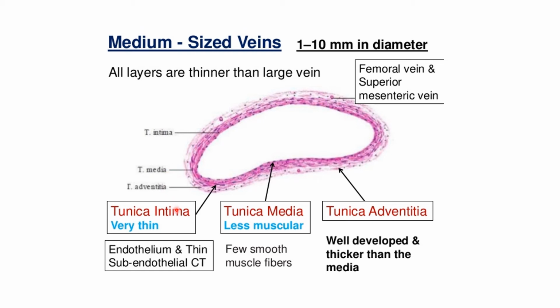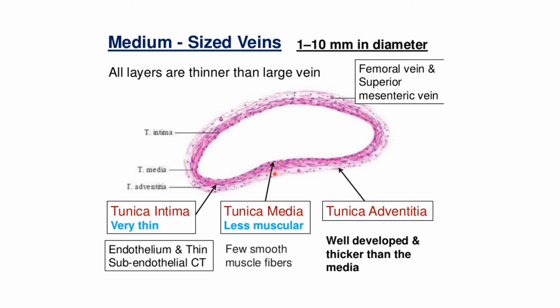Now, the tunica intima of the medium-sized vein is very thin and it comprises endothelium with a basement membrane, followed by a subendothelial connective tissue layer which is also very thin, and a discontinuous internal elastic lamina. Outside that is the tunica media which contains very few smooth muscle cells. The smooth muscle cells are arranged in circular fashion.